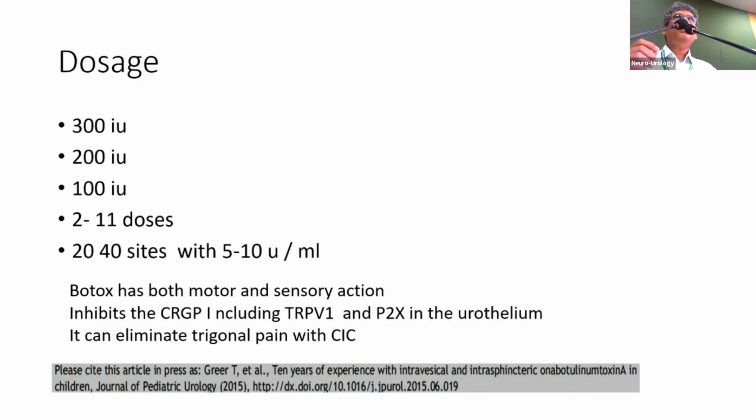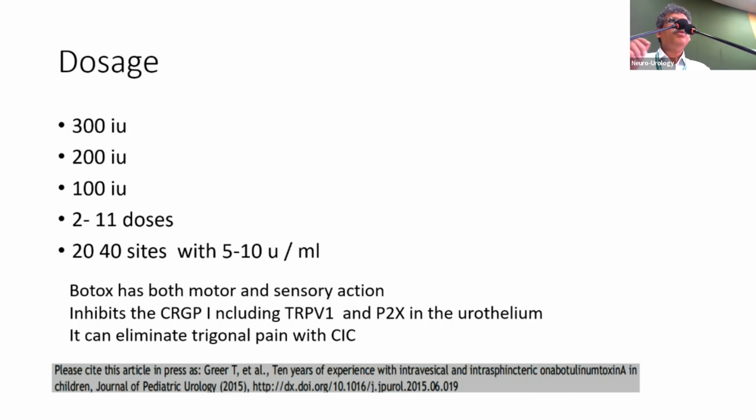What submucosal means is that you should not see that very thin bleb of mucosa. You need to go below the mucosa into the lamina propria, because the basic action of Botox comes with diffusion after you inject. It's not at that point that it actually works.